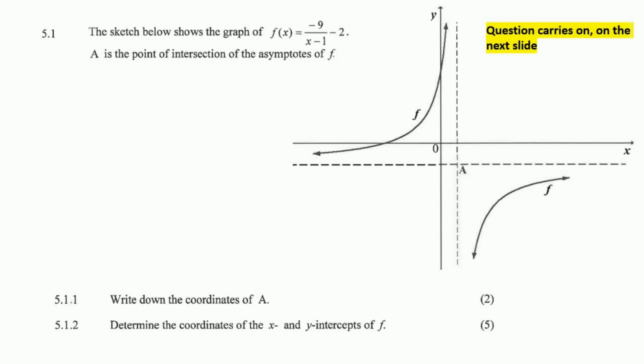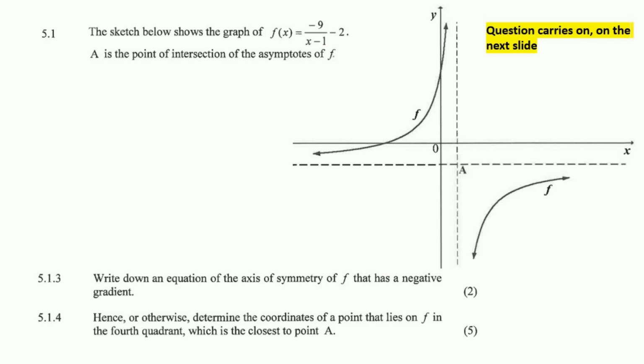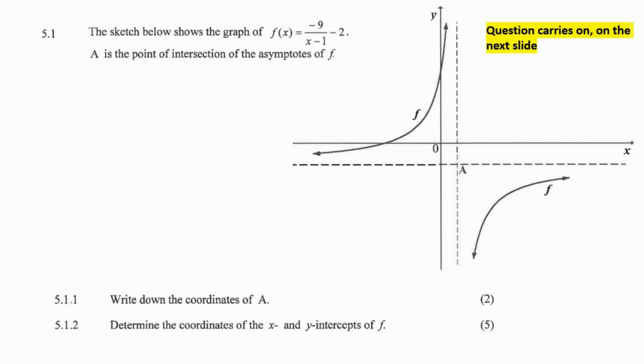Please note that these questions do carry on, so here's point 1 and point 2, point 3 and point 4, and then point 5. Alright, so the sketch below shows the graph of this hyperbola. A is the point of intersection of the asymptotes of f. Okay, so this is where the asymptotes intersect. Write down the coordinates of A.